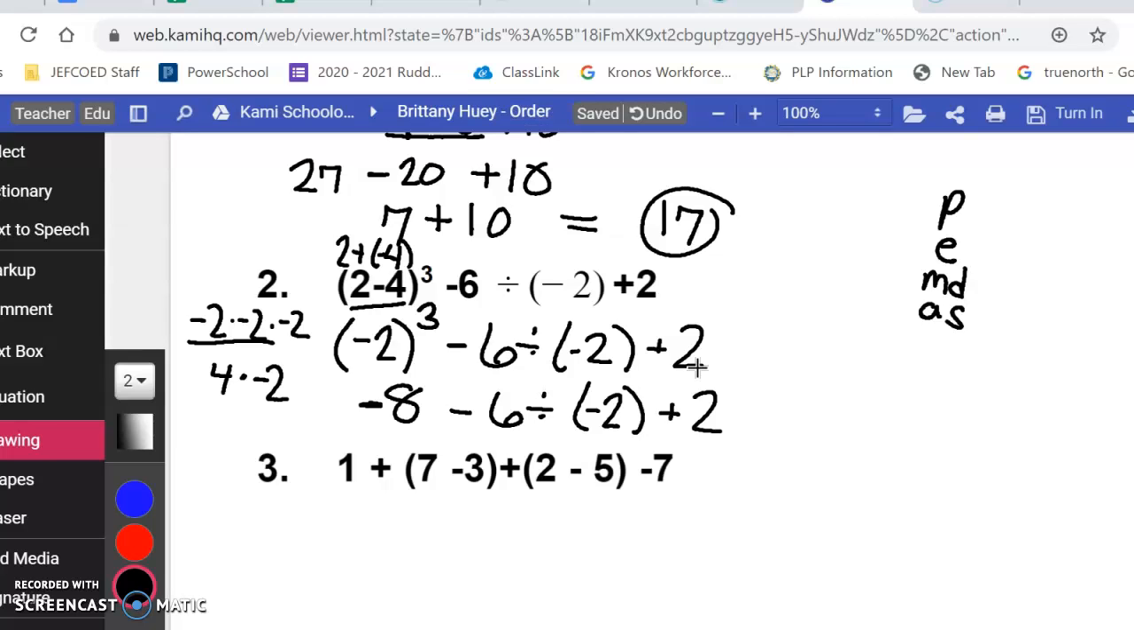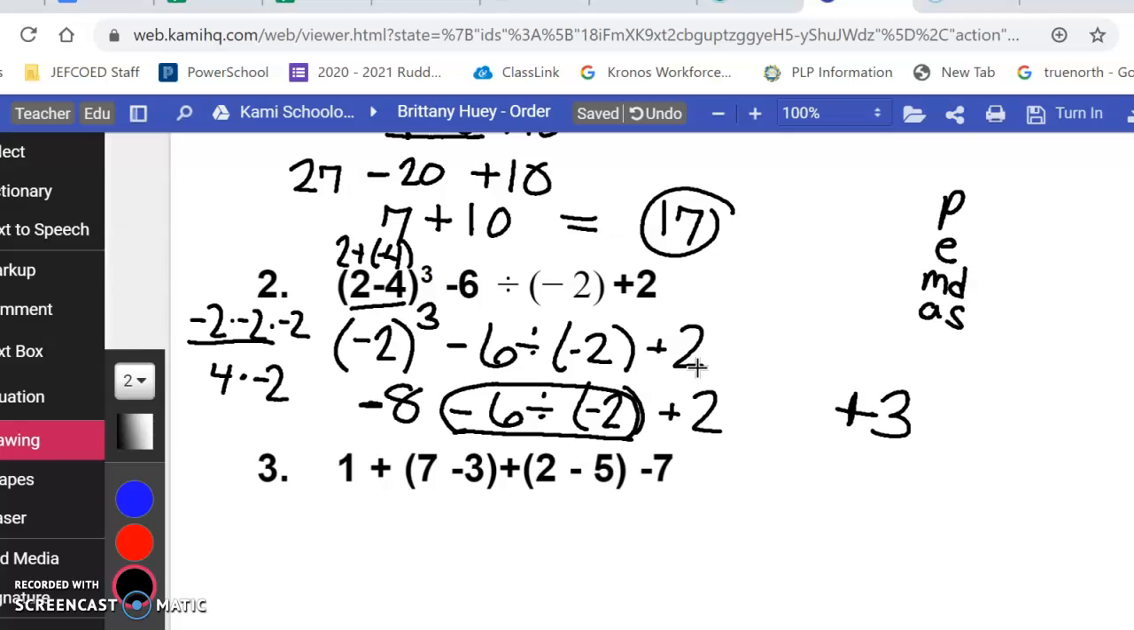Now we have multiply and divide. Notice here, I can keep the sign with negative 6 if I want to, or I can make it a positive 6. It does not matter. But here's the deal. If I decide I want to keep the sign with this, all right, negative 6 divided by negative 2, it's going to give me 3, and a negative divided by a negative is a positive. We'll keep the sign with it.